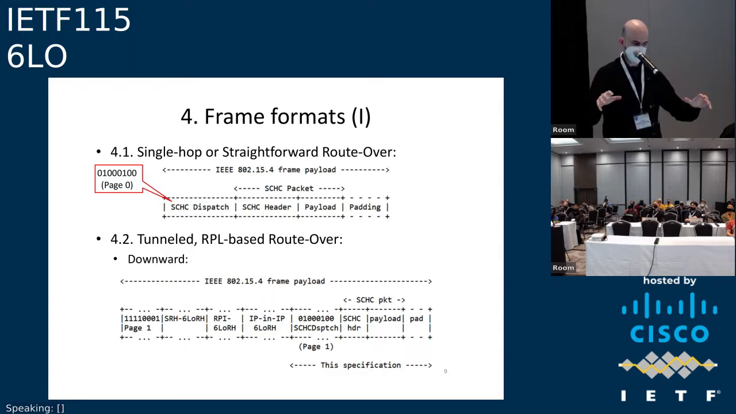And then what's new is the formats for the tunnel RPL-based route over approach, where we can see the main format for downward communication, which is inspired by RFC 8138, where we start with the page switch, which indicates that we are in the dispatch type page 1. Then there are the 6LoRH headers for the source routing header, RPL packet information, and IP-in-IP encapsulation, and then the SHIC dispatch telling that what comes next is a SHIC compressed packet, but in this case the dispatch would be in page 1. As you can see, it would be the same bit pattern, but in page 1. By the way, this bit pattern seems to be not allocated at the moment. Next, please.